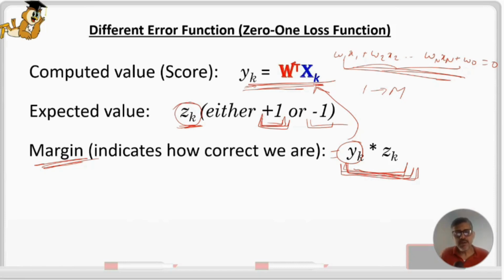Right? So the margin, if you can now understand why it is this way, expected value multiplied by the computed score: if they both have the same sign, your margin, which indicates how correct you are, would be good. And if they have different signs, depending upon the magnitude of your computed value, you would either be very wrong or slightly wrong, and so on and so forth. So margin is an important terminology, indicating how correct you are.